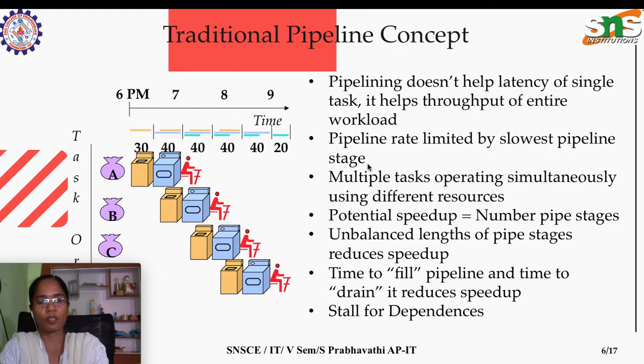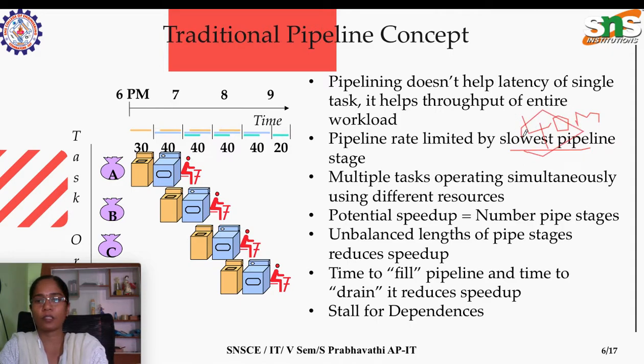Yes, of course, we have seen the pipeline rate is limited by the slowest stage. In the laundry example, we have seen the dryer is the slowest one, because it takes more time, 40 minutes to complete its operation, whereas the washer takes 30 minutes. So once the washer is over, B waits for 10 more minutes to complete this slowest stage.